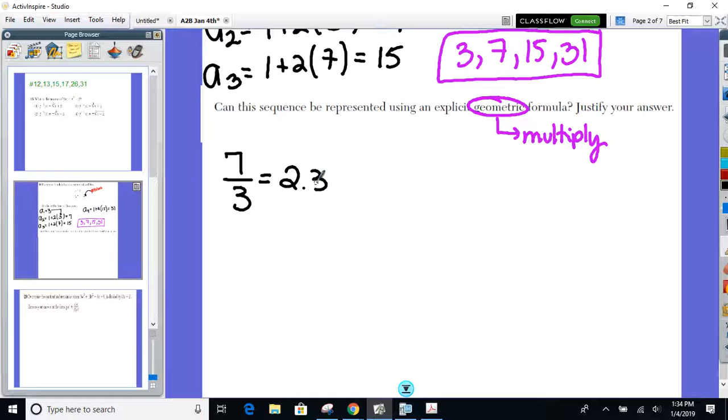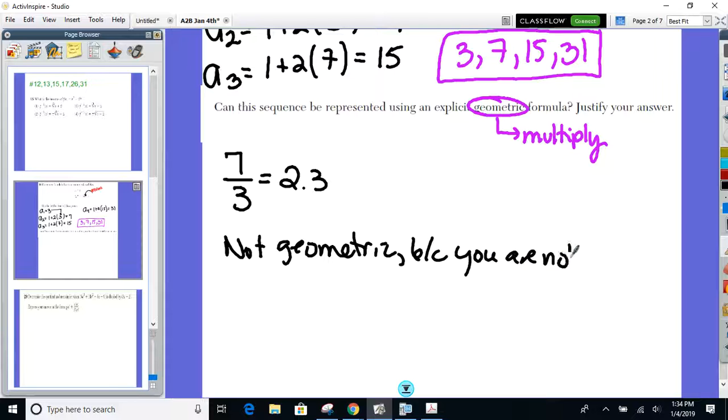You guys got the calculators. I don't. So is this geometric? Not geometric? It's not, because you are not multiplying by the same number. Multiplying is geometric.